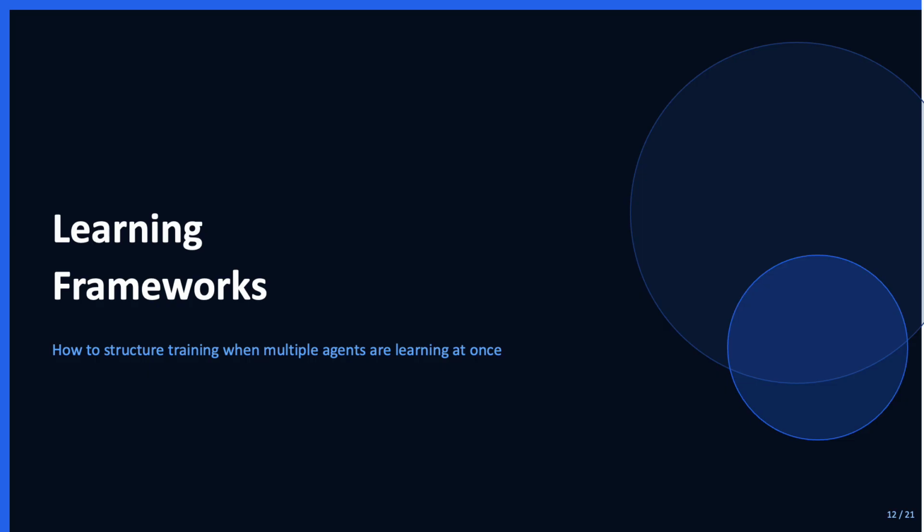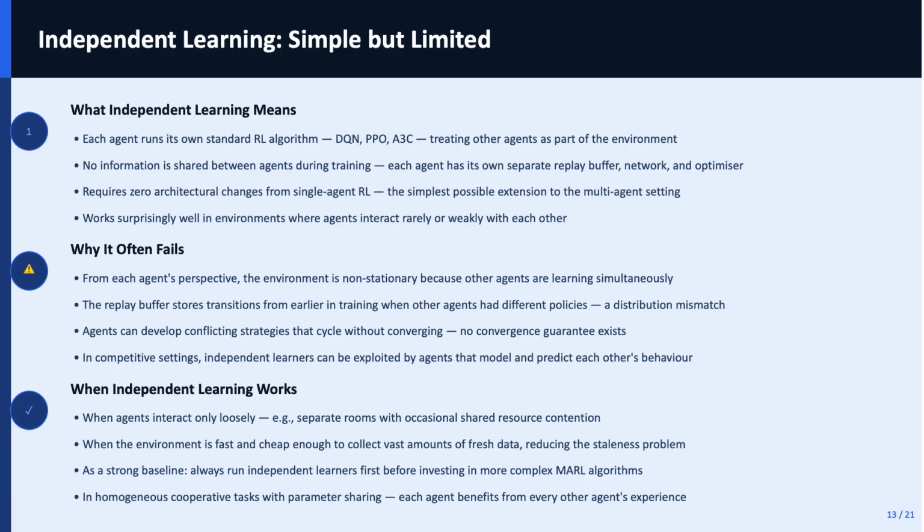The three learning frameworks covered in this section are independent learning, centralized training with decentralized execution, and joint policy learning. So, how do we structure training when multiple agents are learning at once?